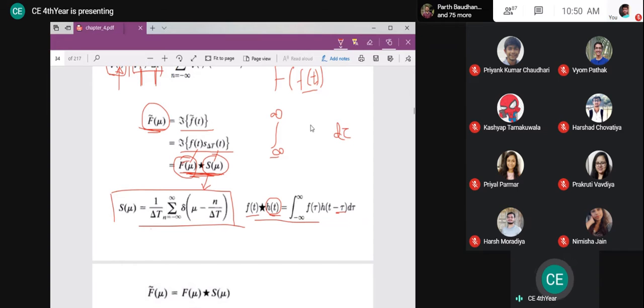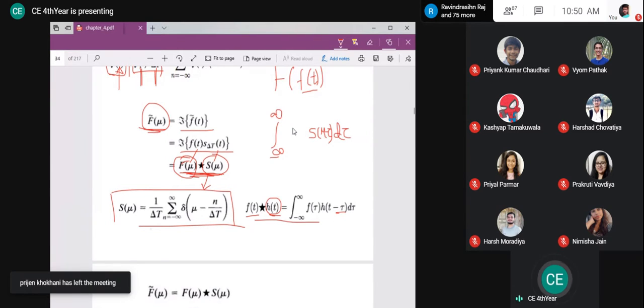What to do? Take the second function, s, and flip it. So I am flipping it with tau: flip, shift, multiply, integrate. I have flipped it and shifted by t. What is t? t is the variable here. What should be my equation in my case? Whatever variable I have, that variable I should keep here. I want to find the convolution of F of mu with S of mu, so I should shift it by mu. Earlier I wanted to find the convolution of f of t with h of t, which is why I shifted with t.